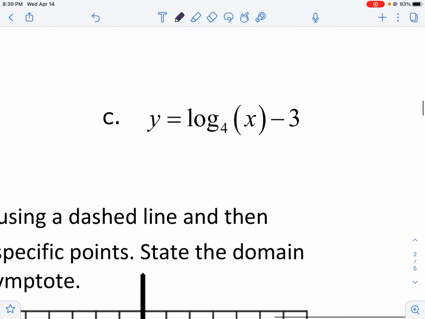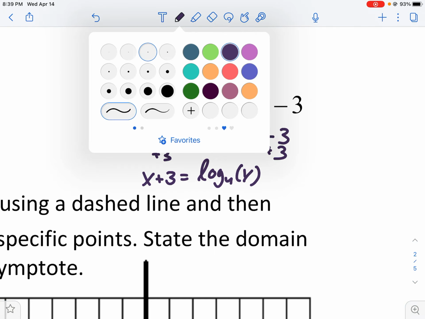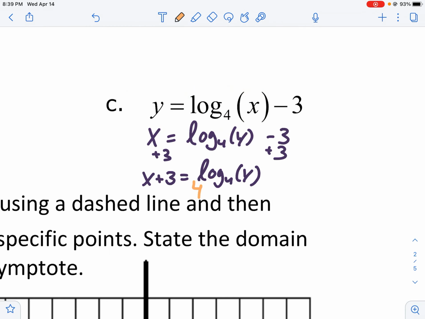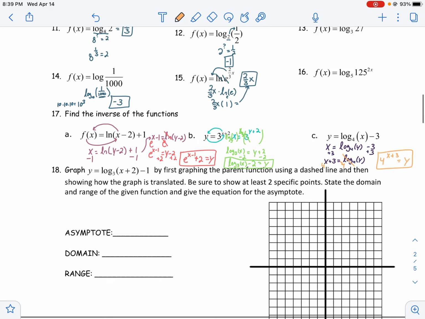And then lastly here we have letter C. Switch the x and y, so x equals log base 4 of y minus 3. We need to isolate the log before we can solve for it, so that's x plus 3 is equal to log base 4 of y. It has a base 4, so if we exponentiate both sides with base 4, it'll cancel. So we have 4 to the x plus 3 is equal to y. And there's our inverse function.